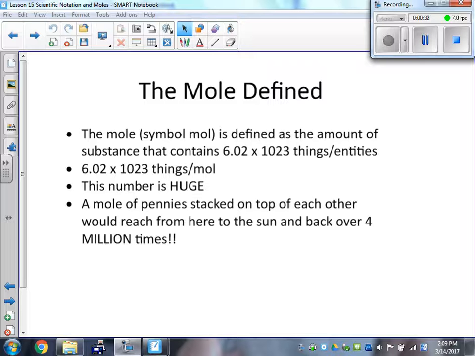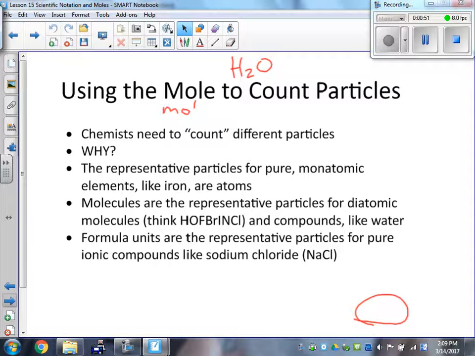Atoms and molecules are very, very tiny. So we need to talk about a lot of them to actually be able to weigh them. If we want to weigh them, that is a substantial amount of particles, atoms, molecules, whatever. It could be anything. We talk about using the mole to count particles.